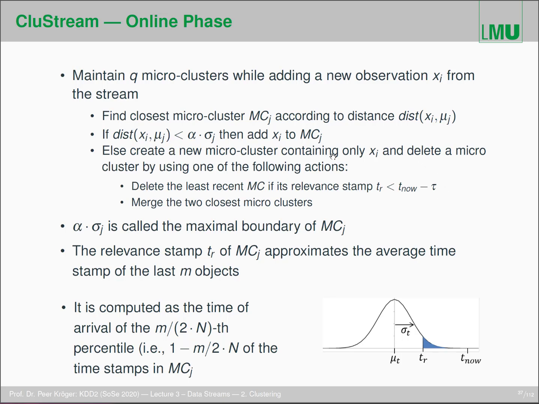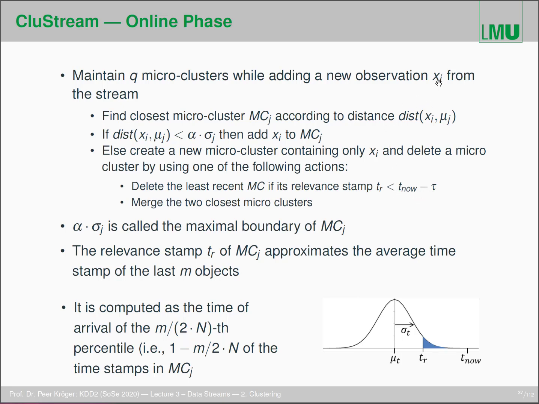And if you create a new cluster, since you only want to maintain a fixed number of microclusters, if you add a new microcluster, you end up having Q plus 1 microclusters, which is not what you want. So you delete a microcluster by using one of the following actions. You delete the least recent microcluster if the least recent microcluster has a relevance timestamp TR which is smaller than T now.